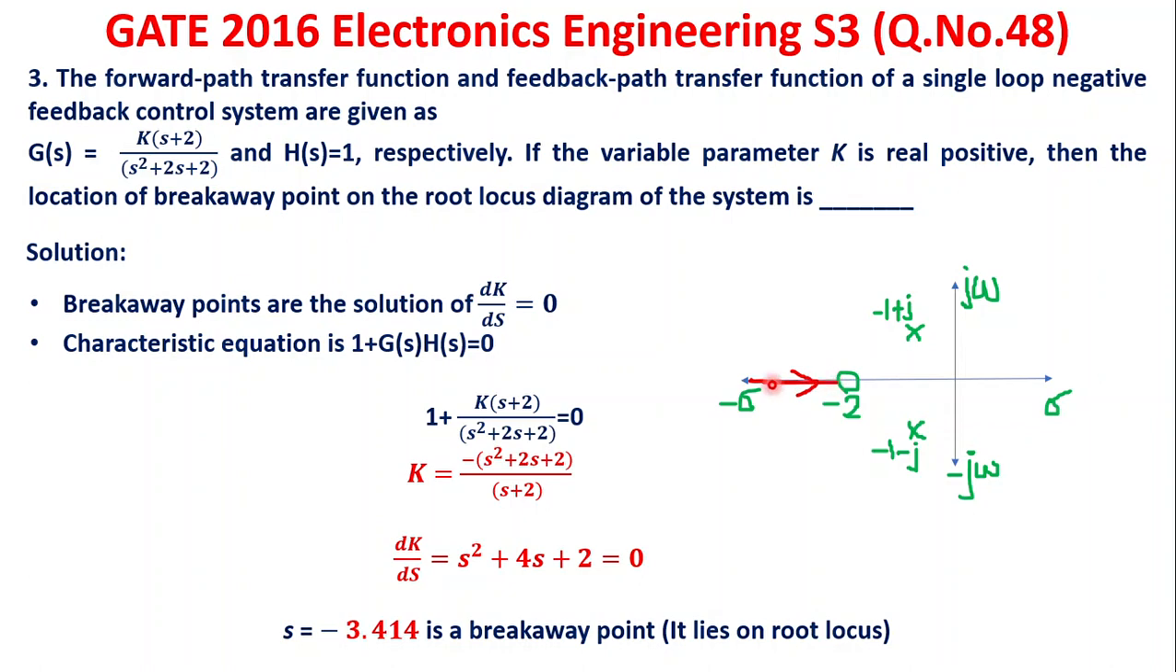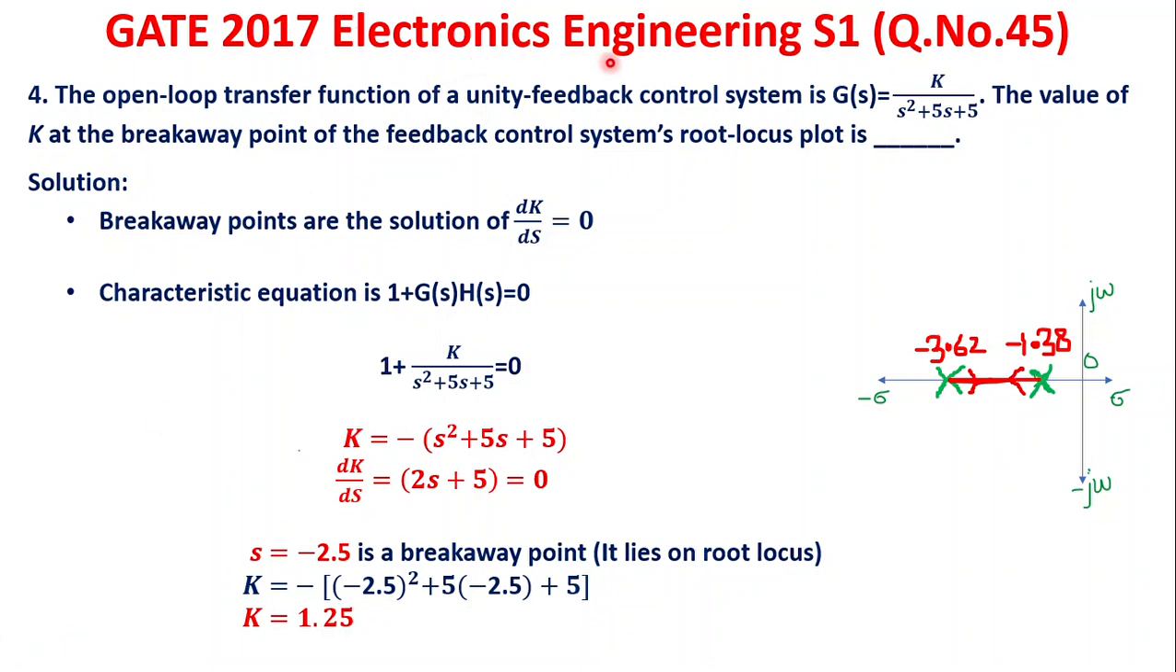So the breakaway point should definitely be a point on the root locus. This cannot be a point on the root locus because here the root locus segment is not there. That rule is not satisfied. Root locus segments on the real axis. Therefore minus 3.4, since it is to the left of this, is definitely on the root locus because there is only 1 zero to the right of this. Right. So let us move to the next problem.